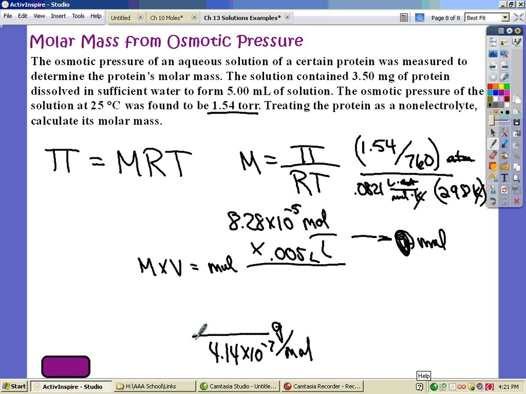And I know that I have 3.5 milligrams. So 3.5 milligrams, we've got to turn that into grams. So that would be 0.00350 grams. And now just dividing those two, I'm going to end up with a pretty big number, which proteins usually are, 8.45 times 10 to the third.